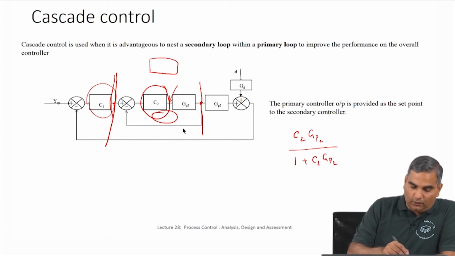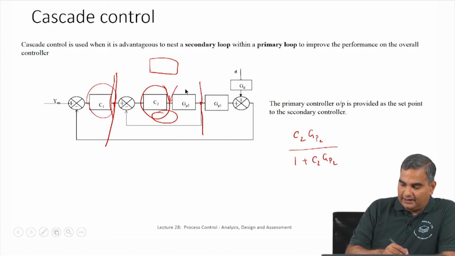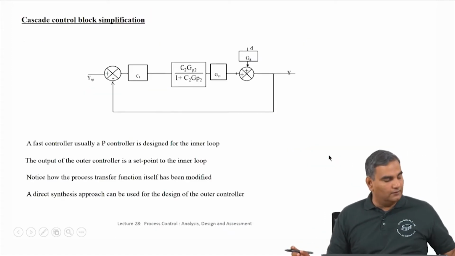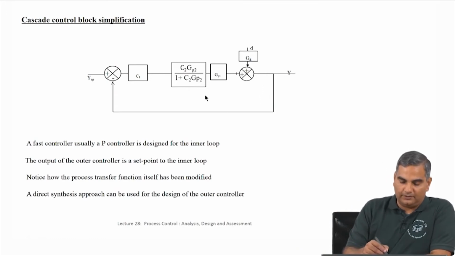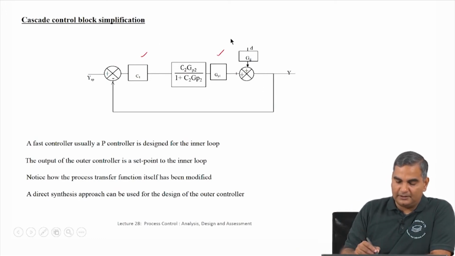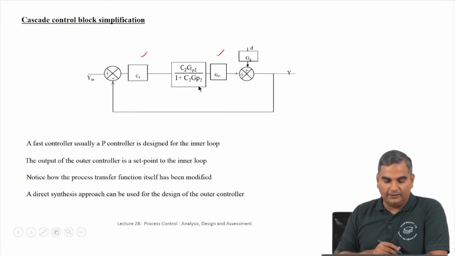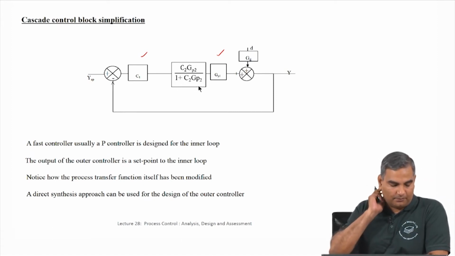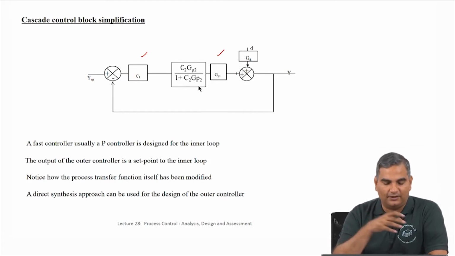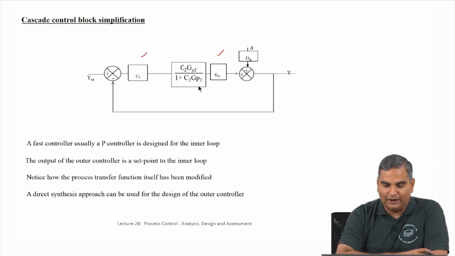So, this whole substructure, I can replace by C2 GP2 divided by 1 plus C2 GP2, which is what you see in this diagram. C1 still remains, GP1 still remains, and now we have C2 GP2 divided by 1 plus C2 GP2. Now, what did we gain by all of this? If you ask that question, notice something very interesting that has happened here.